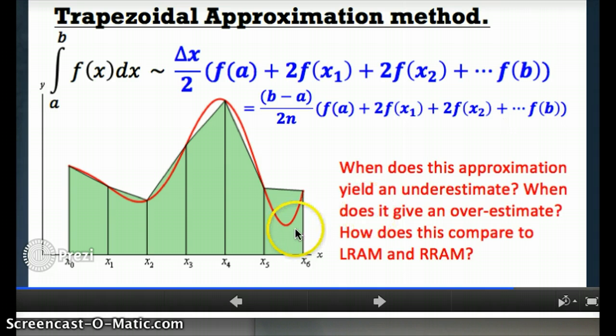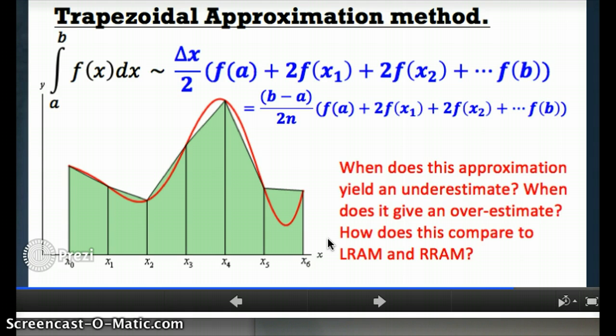Look at this graph, and looking at the area of the trapezoids and the area that should have been the area under the red curve, answer these two questions. When does the approximation yield an underestimate? When does it go over? And how do your answers to those questions compare to the answers for LRAM and RRAM?